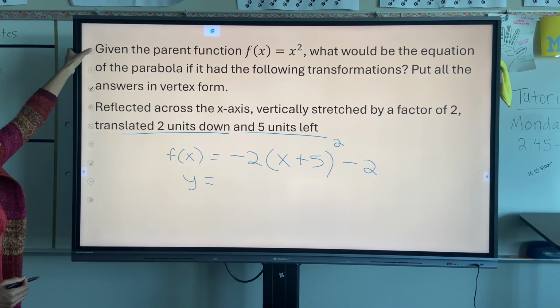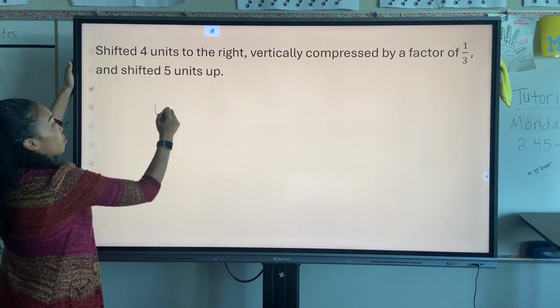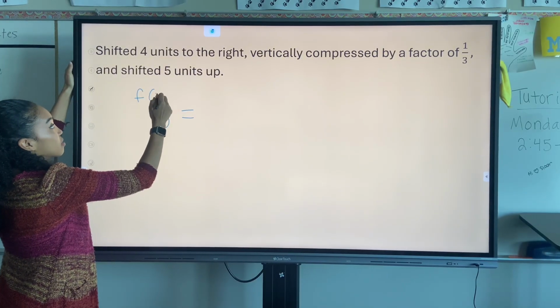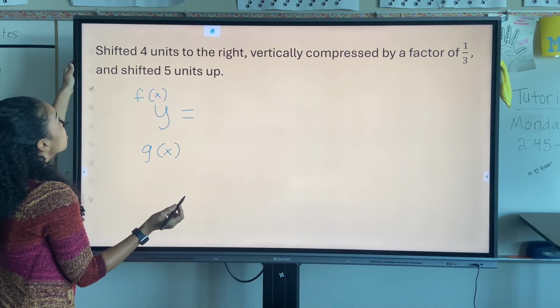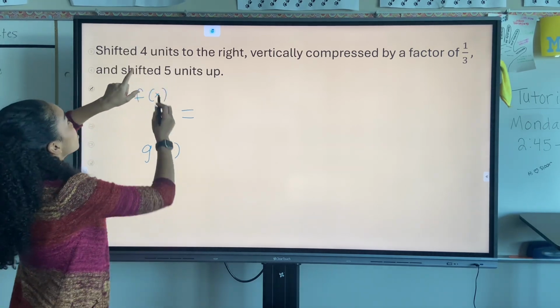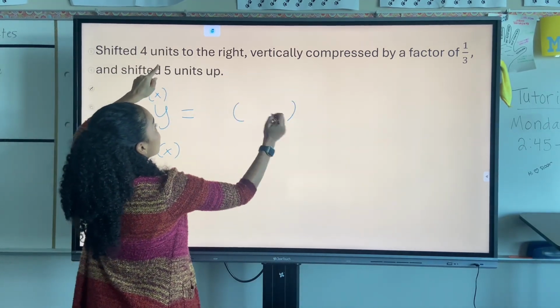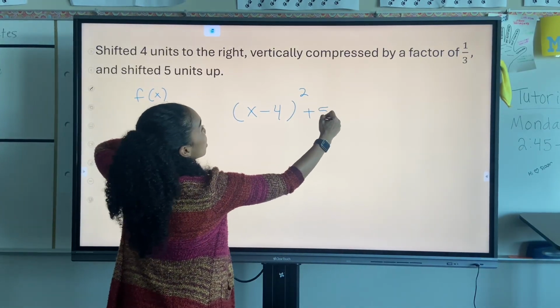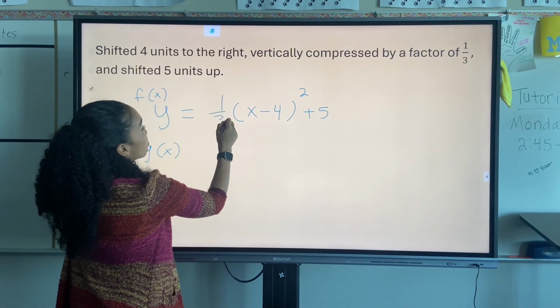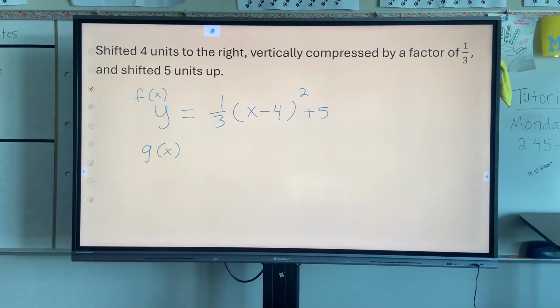Next one. Y equals or f of x, or whatever letter they chose. They could even choose g of x. Okay, so shift 4 units to the right, so that's x minus 4. It went 5 units up, and it's vertically compressed by a factor of 1/3. That's the answer.